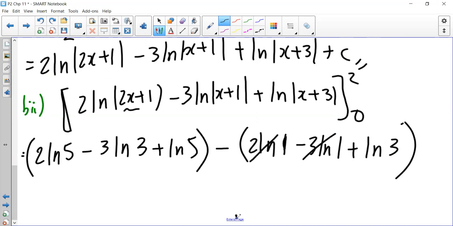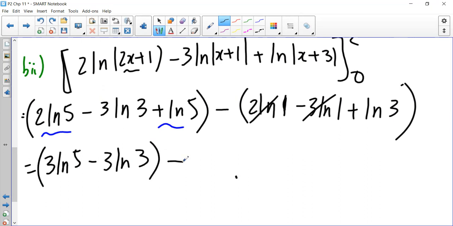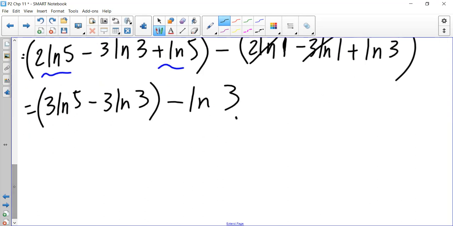So next, I can simplify things a little bit. 2 ln 5 plus ln 5 is the same as 3 lots of ln 5, minus 3 ln 3, minus ln 3. Next, what can I see in here?